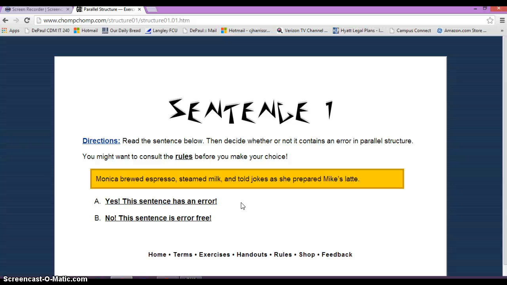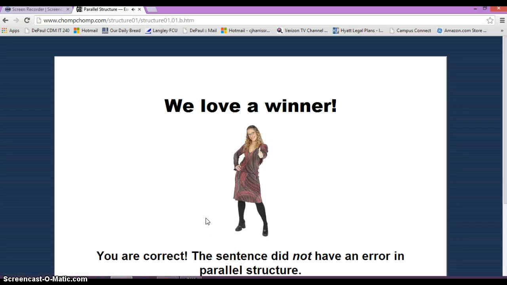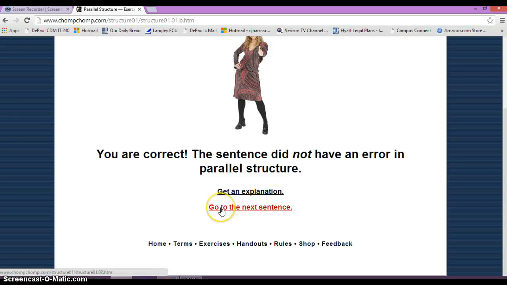Example 1. Monica brewed espresso, steamed milk, and told jokes as she prepared Mike's latte. Is that sentence parallel? Monica is doing 3 things: brewed espresso, steamed milk, and told jokes. All 3 of our verbs seem to be in the same tense, so this sentence seems to be error-free. And we are correct. Congratulations. Let's try another sentence.